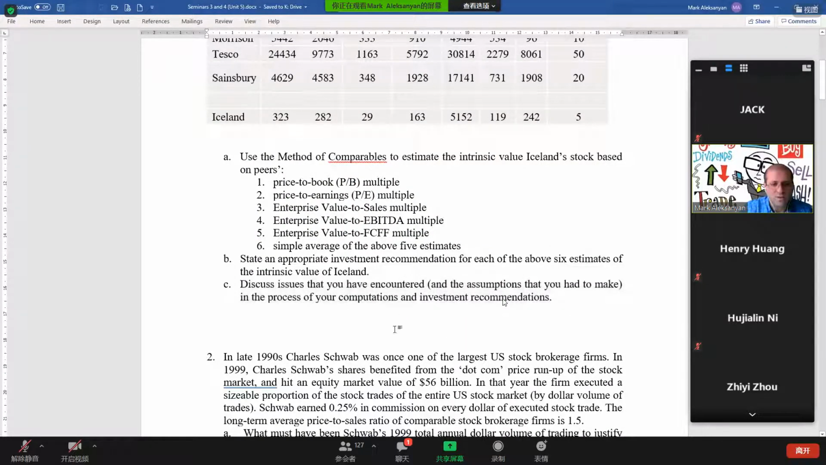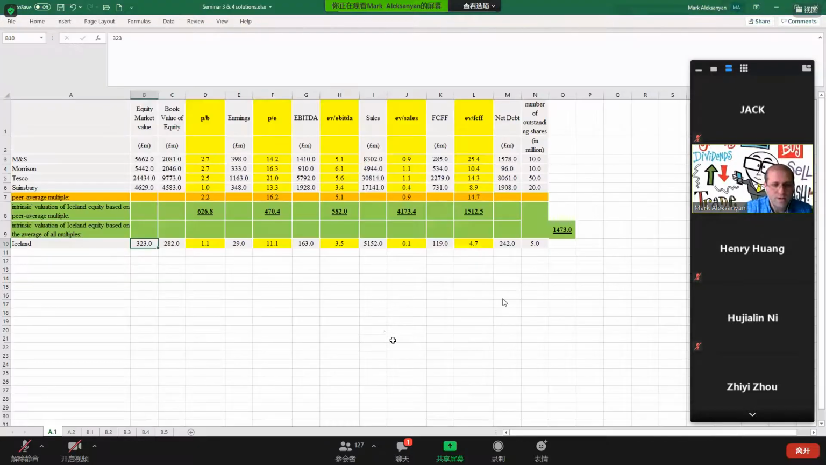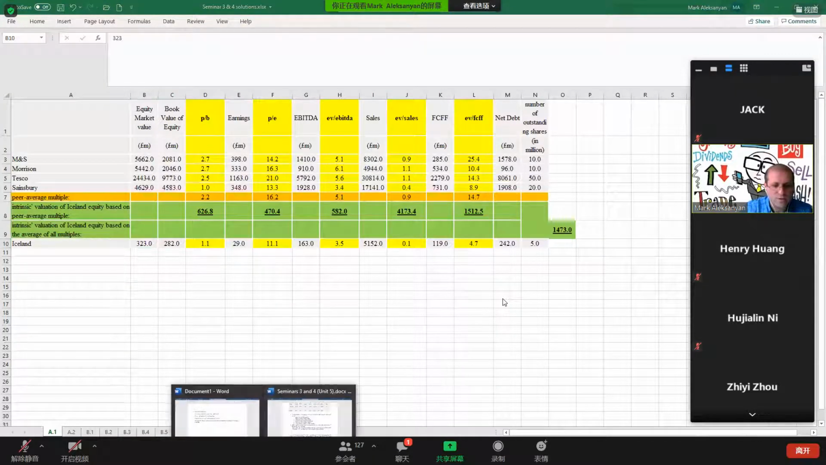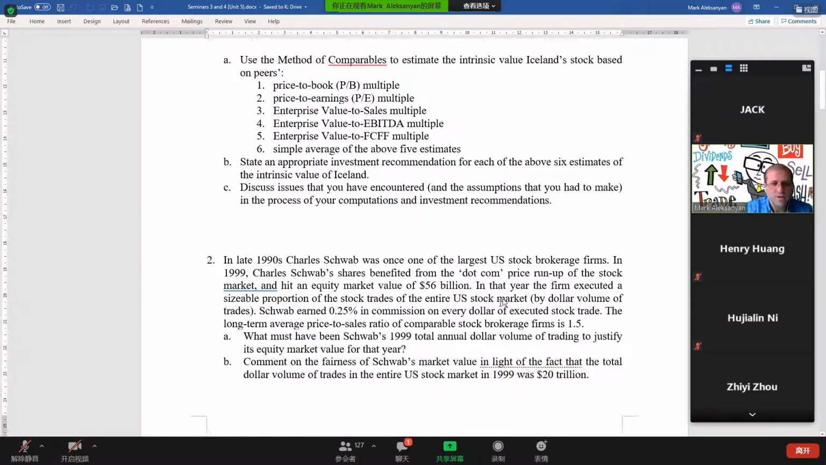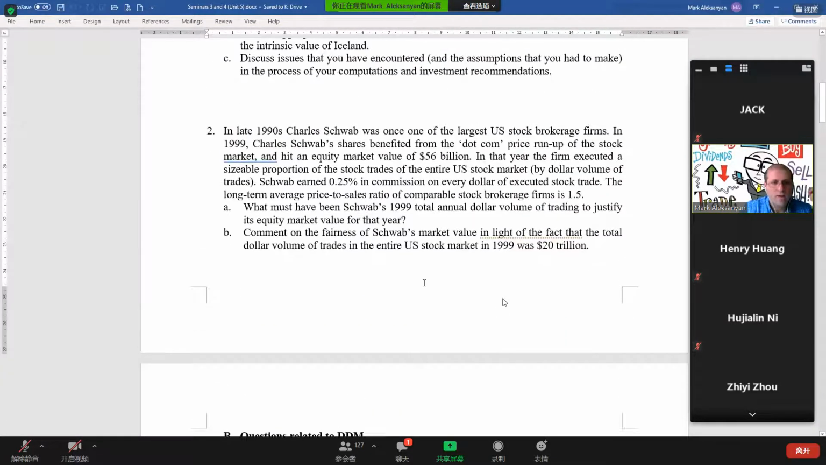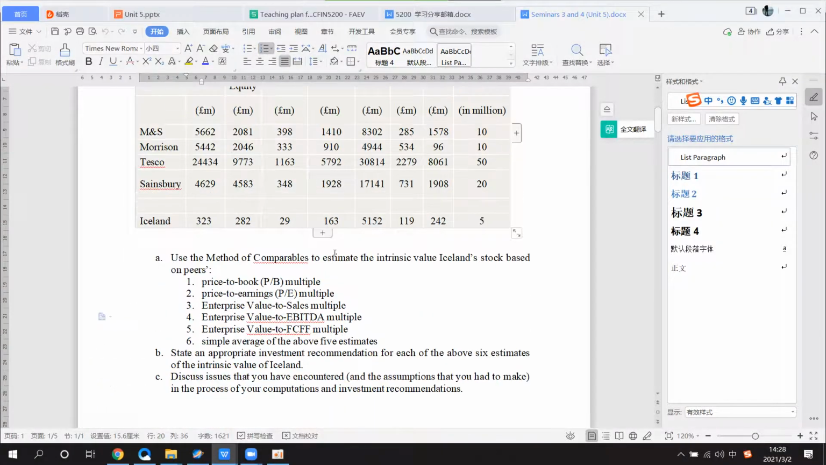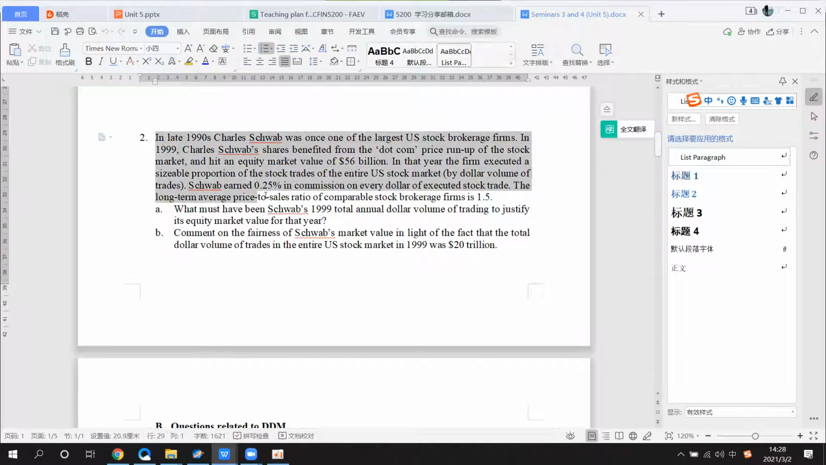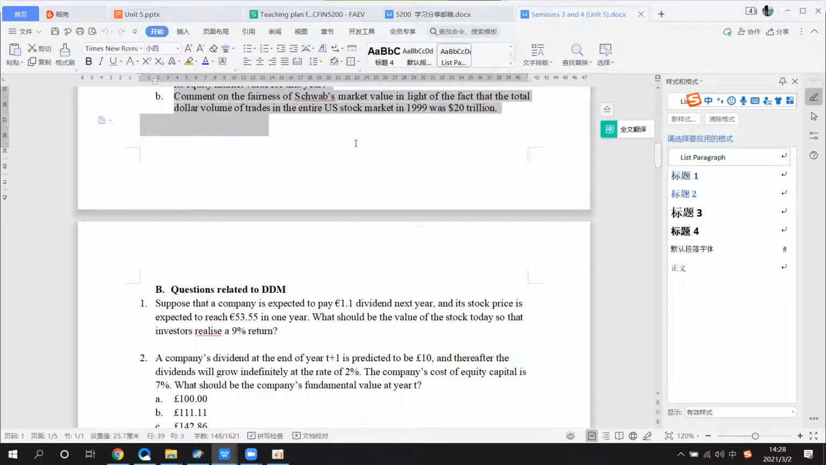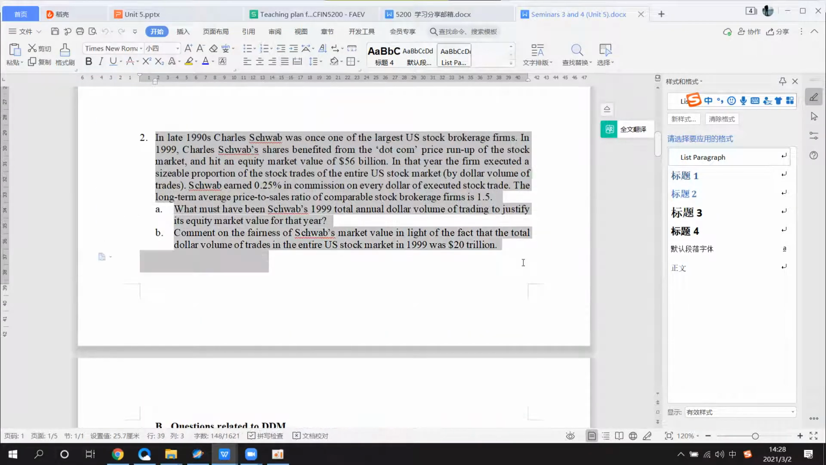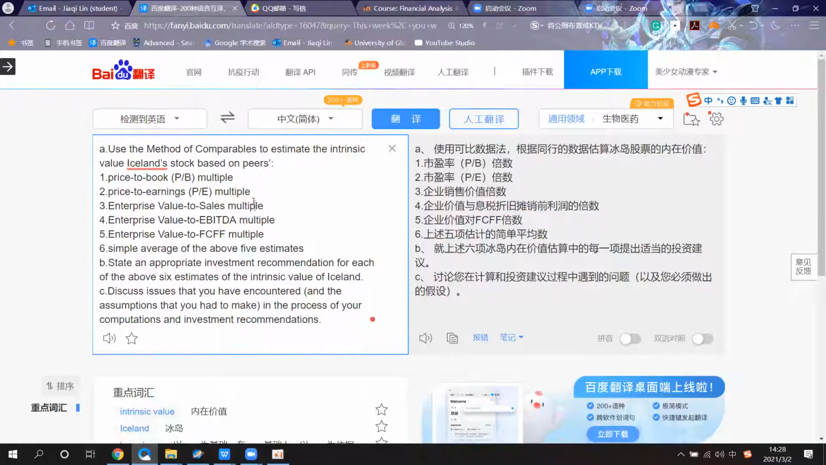So basically, when answering part C. I hope this makes sense. Let us now quickly move to the next question. Our next question is again about utilizing the method of comparables. I don't know whether you have had a chance to read it, but please spend a couple of minutes to read this question first, and I'll quickly run you through the solutions.